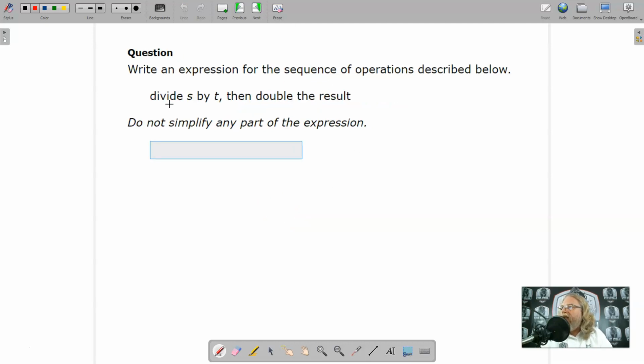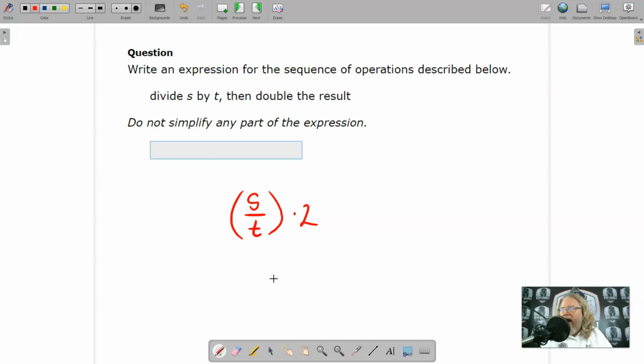Next question, divide S by T, then double the result. So let's divide S by T. Every fraction is a division problem, so we're going to divide S by T. Now we need to double this. Let's put it in parentheses so that we would do the division first and then double it. That would be times 2.